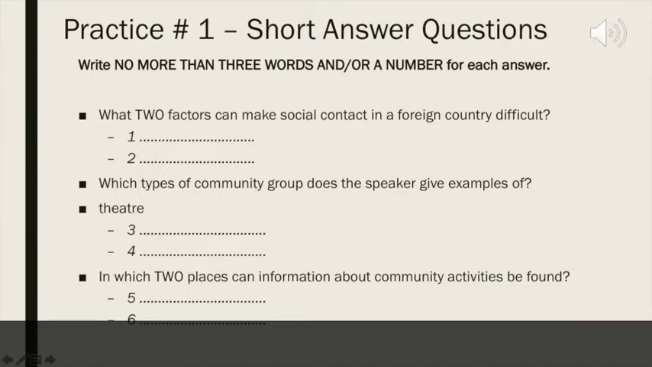You will hear an extract from a talk given to a group who are going to stay in the UK.